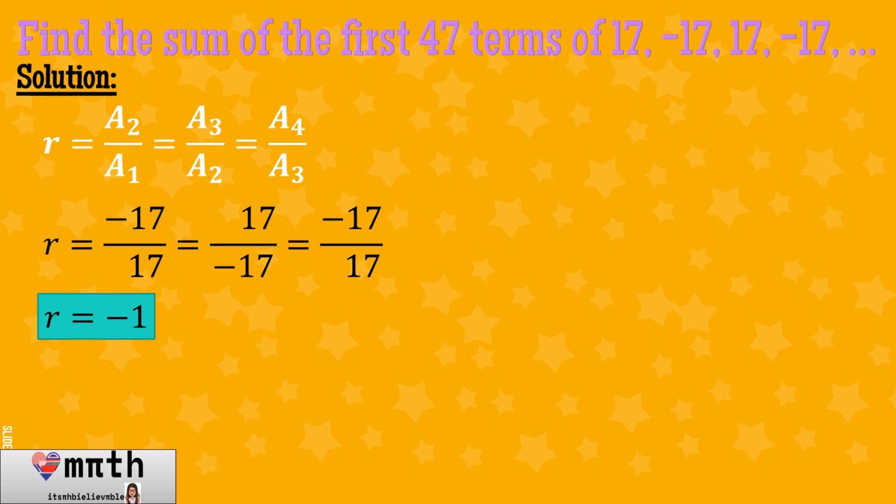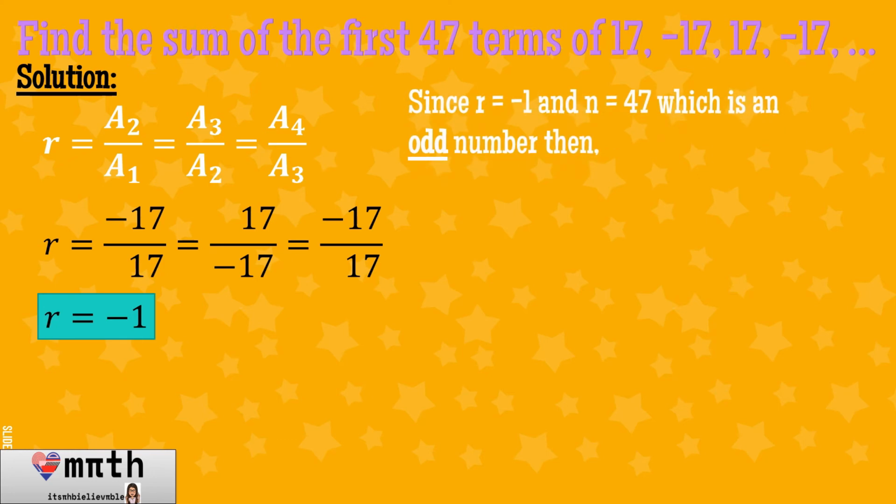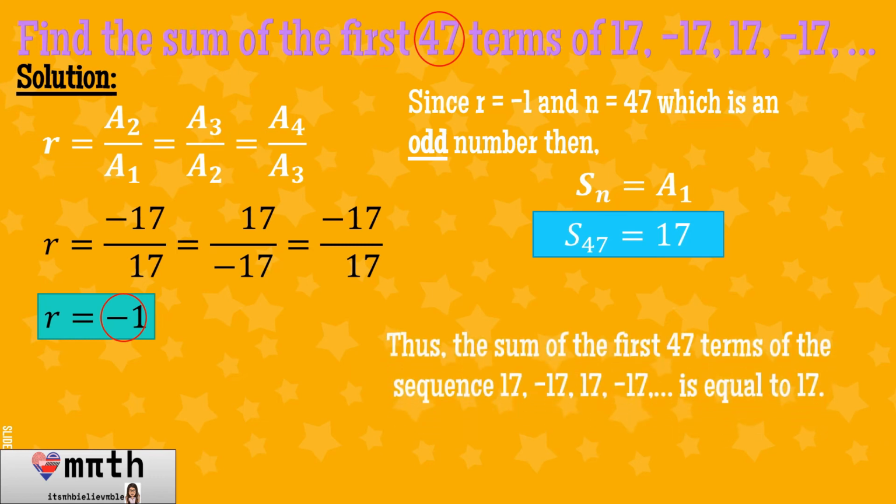Since our ratio is equal to negative 1, and if you're going to notice the value of n, which is 47, which is an odd number, then we can use the formula S sub n is equal to a sub 1. And our a sub 1 would be equal to 17. So the final answer for this example would be positive 17.